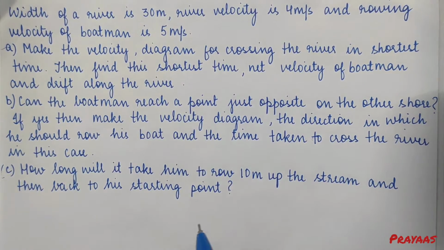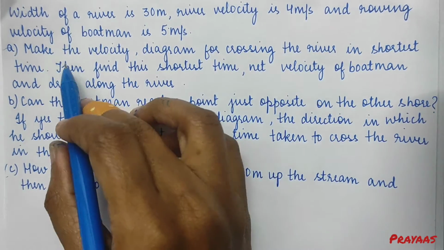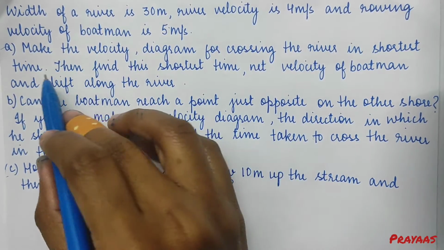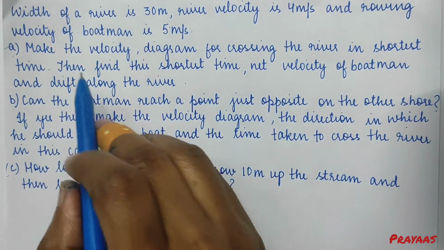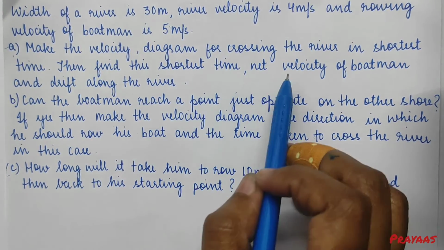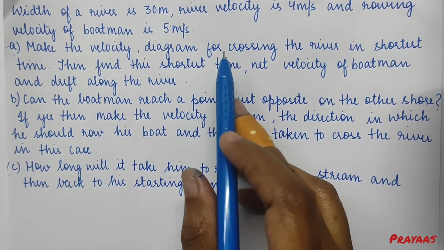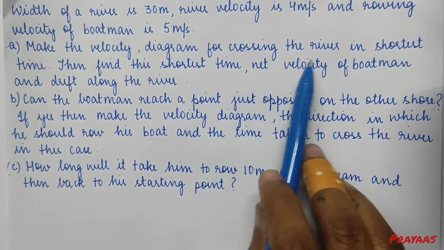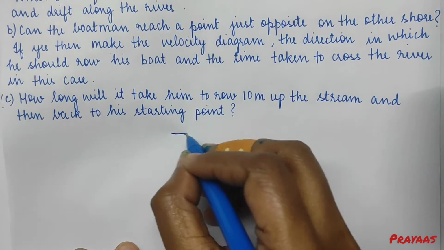Next question. Width of a river is 30 meter, river velocity is 4 meter per second and rowing velocity of boatman is 5 meter per second. First question, make the velocity diagram for crossing the river in shortest time, then find this shortest time, net velocity of boatman and the drift along the river. So for question 1, I have to cross the river in shortest time. So for this, the velocity diagram will be like this.